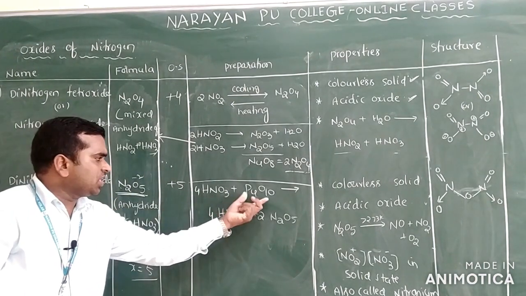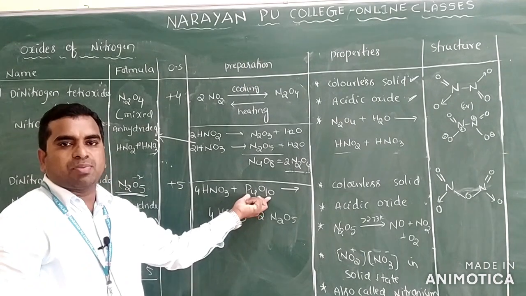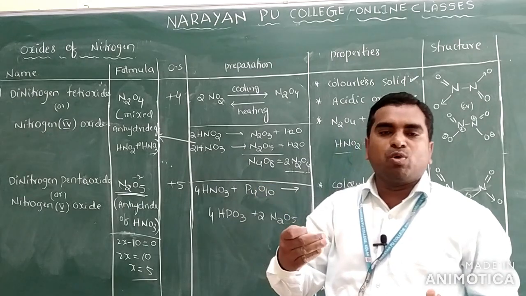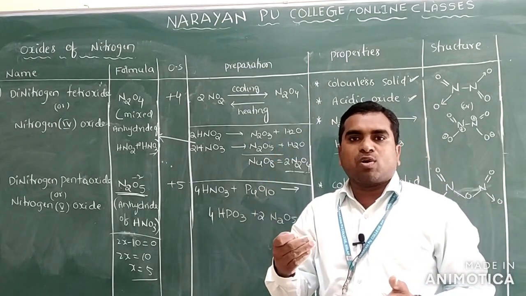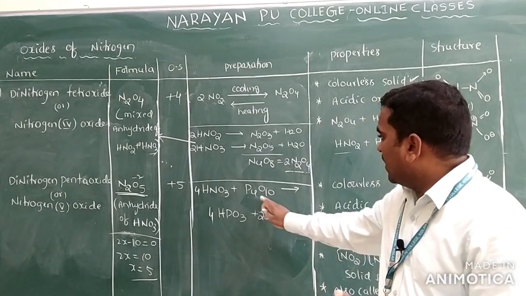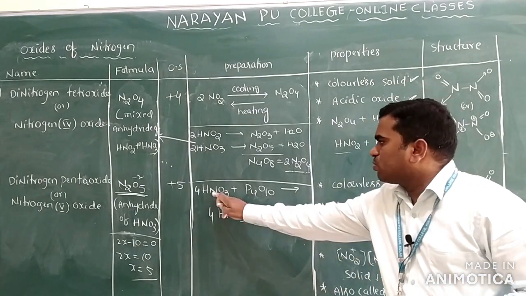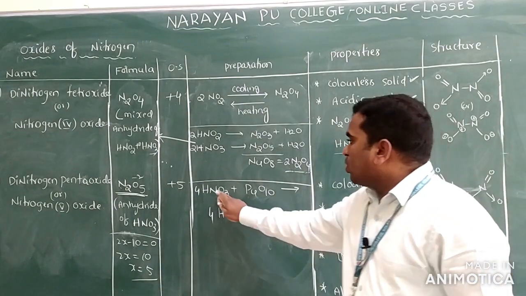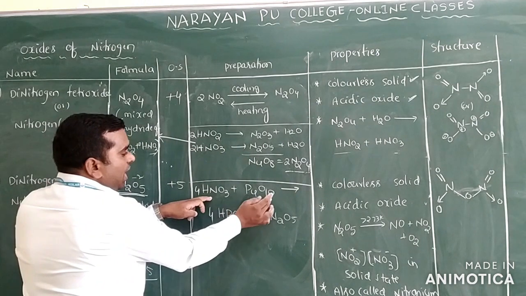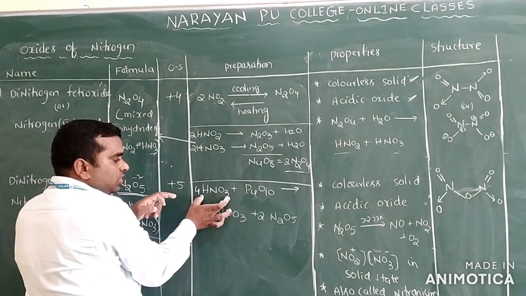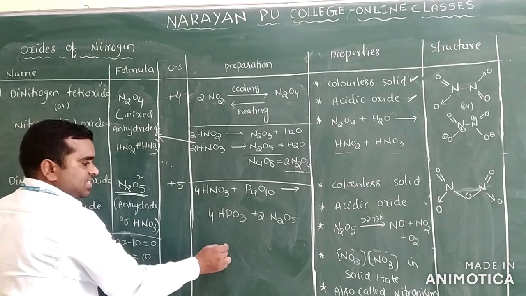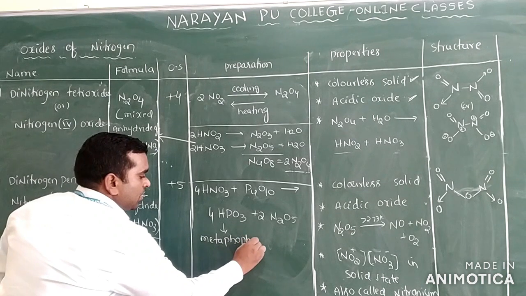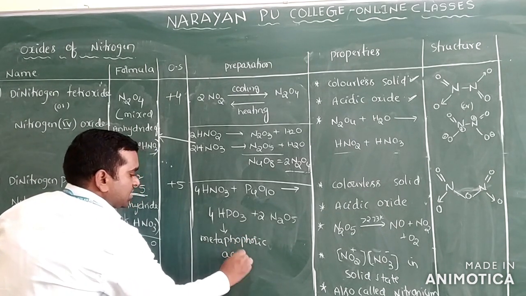We will take HNO3 and here P4O10. P4O10 means phosphorus pentoxide. P2O5, you know, phosphorus, arsenic and antimony trioxides and pentoxides are dimers. So that's why P4O10. It is one of the dehydrating agents. It removes the water molecule from HNO3 and gives N2O5. Clear? So by removing the water molecule, it gains the water from HNO3 and is converted into metaphosphoric acid. Metaphosphoric acid. Clear?